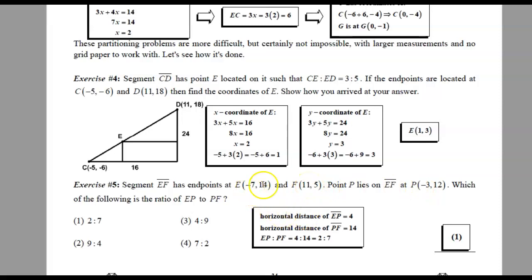So from start to intermediate is 4 units. From intermediate to end is 14 units. That ratio is 4 to 14, which reduces to 2 to 7. 2 parts on the left, 7 parts on the right. So 2 to 7 would be the reduced form, and I have choice 1.